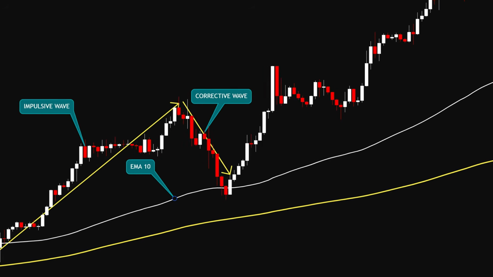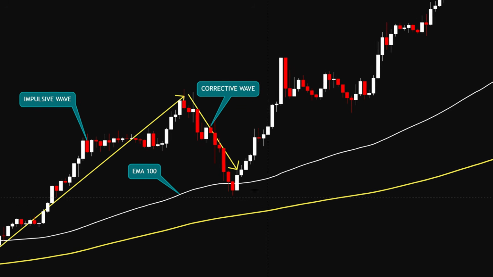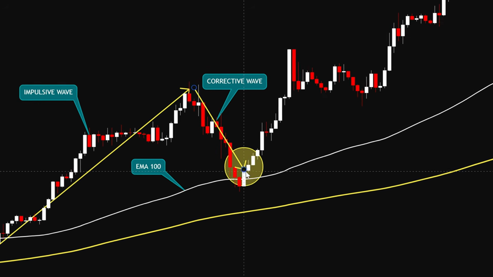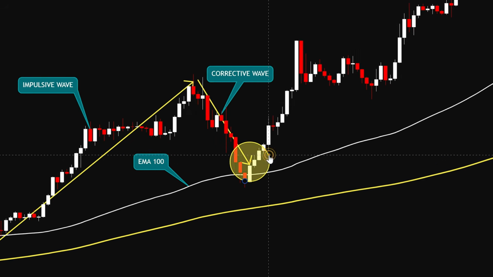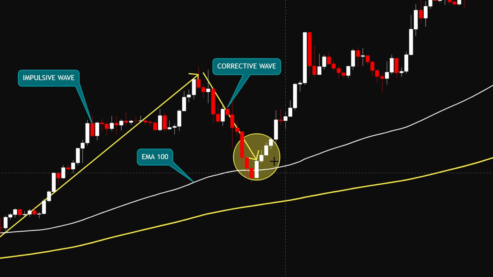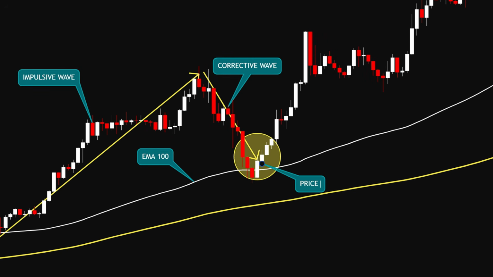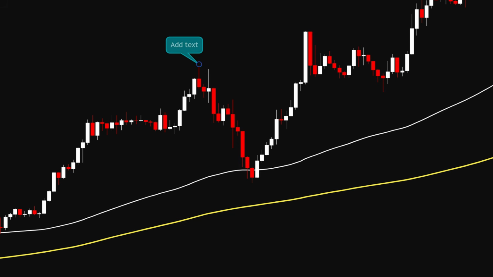For this uptrend, draw the Fib from the top to the bottom of the corrective wave, just like you see on the screen. And here's the important advanced step you want to write down. We choose the corrective wave where the end of the wave touches or passes the EMA 100 line. This is crucial.